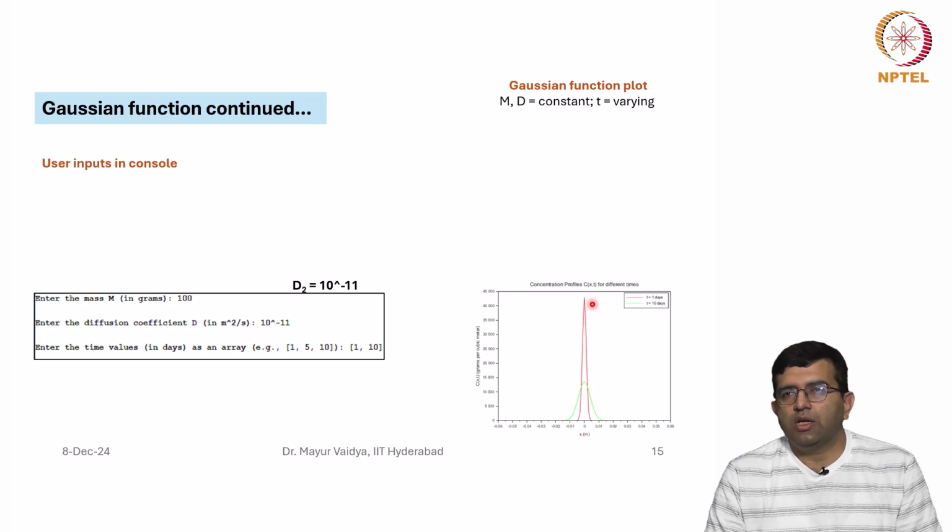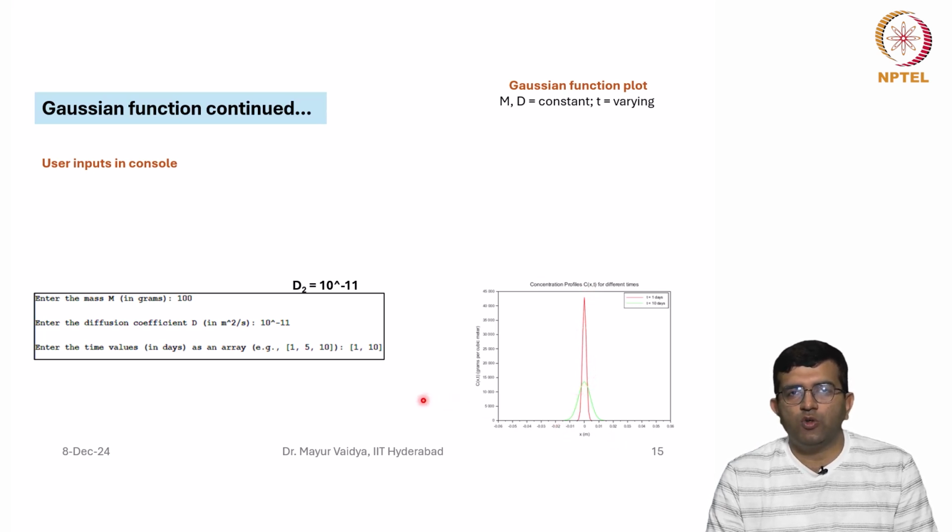So, you can see that this is for 1 day. The times I entered are actually 1 and 10. You can see the red color is the 1 day profile. After 10 days, it starts spreading. So, you can see a dip in the initial concentration at the center. That is why, you remember, it is called an instantaneous source. So, there is a spread in the profile.